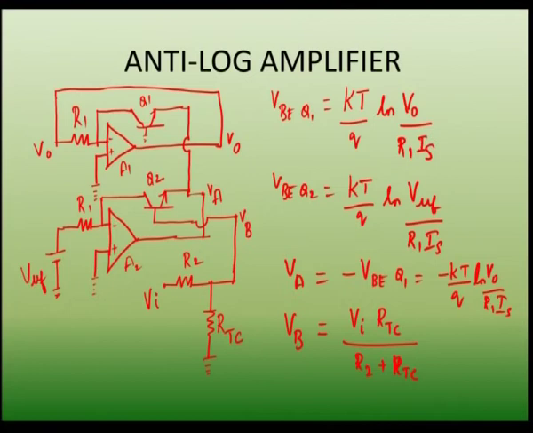And what is the voltage VA? VA is the voltage at the emitter. So, I am reversing what we have calculated from the base emitter voltage. So, it is minus kT by q natural logarithm of V0 by R1 Is. And what is VB? It is the voltage across the temperature compensated resistor. So, using the potential divider rule we have calculated this, and now we are going to calculate the voltage at this emitter of Q2.